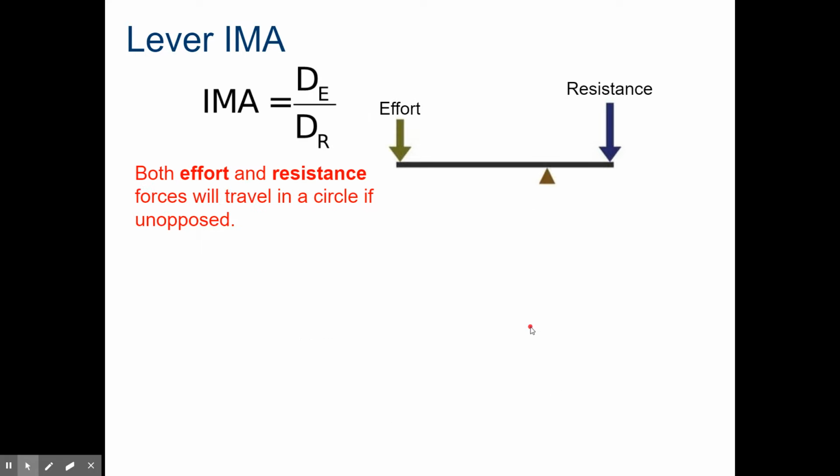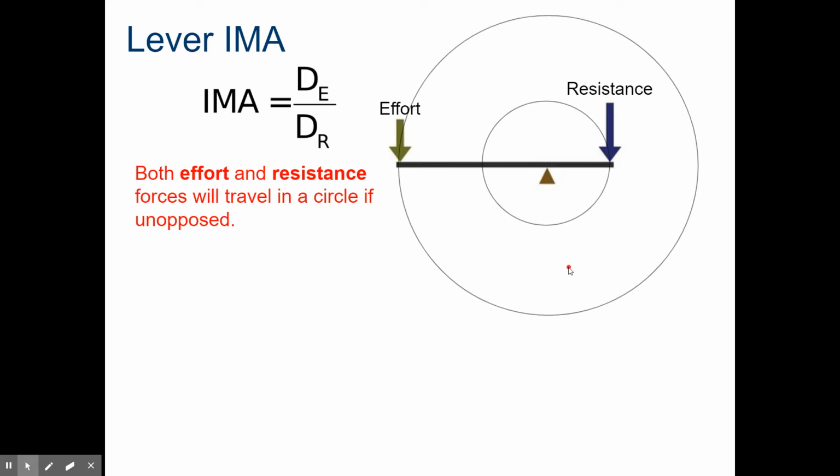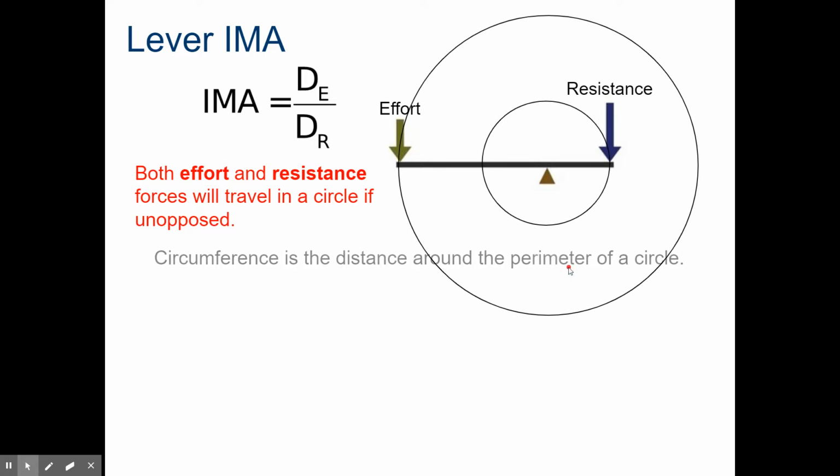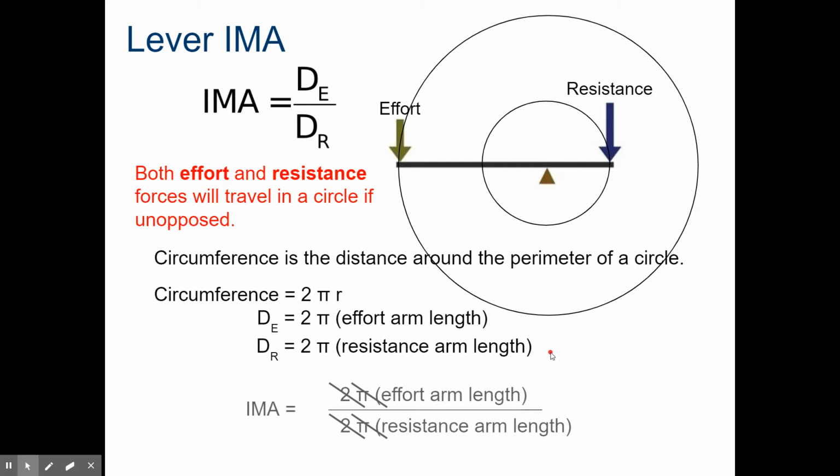All right, lever IMA. Here's the equation. Both effort and resistance forces will travel in a circle if unopposed. We already know that, it's going to turn. So your IMA, there's the circle. Now, there's a whole bunch of stuff there to show you how we get the effort distance and the resistance distance.